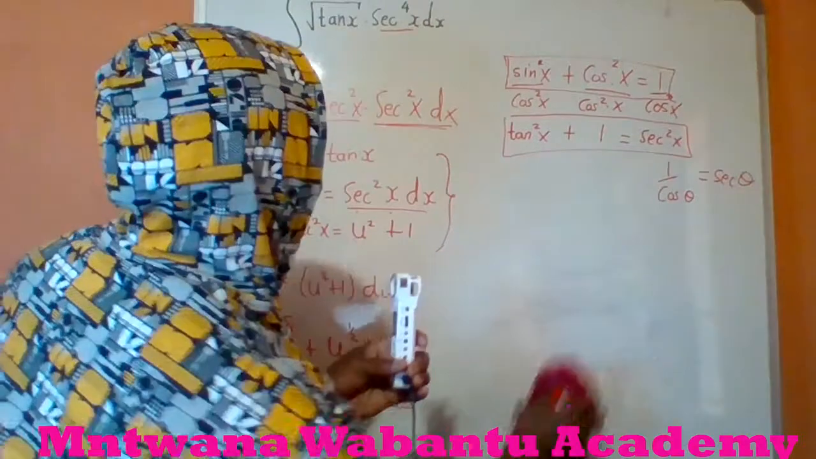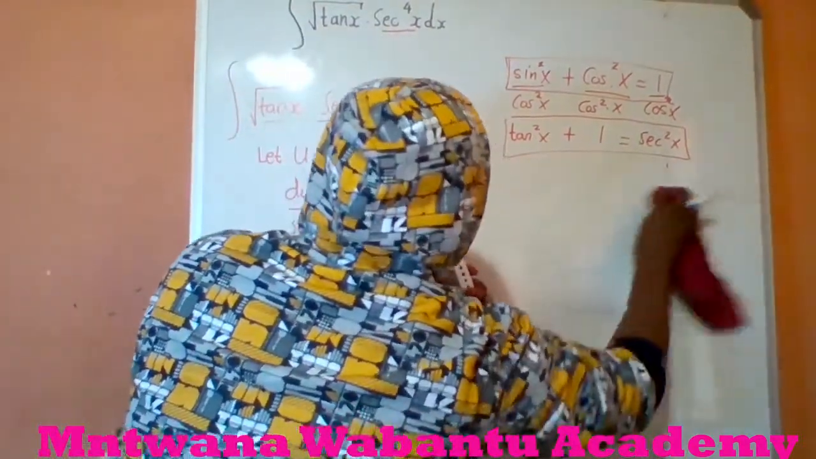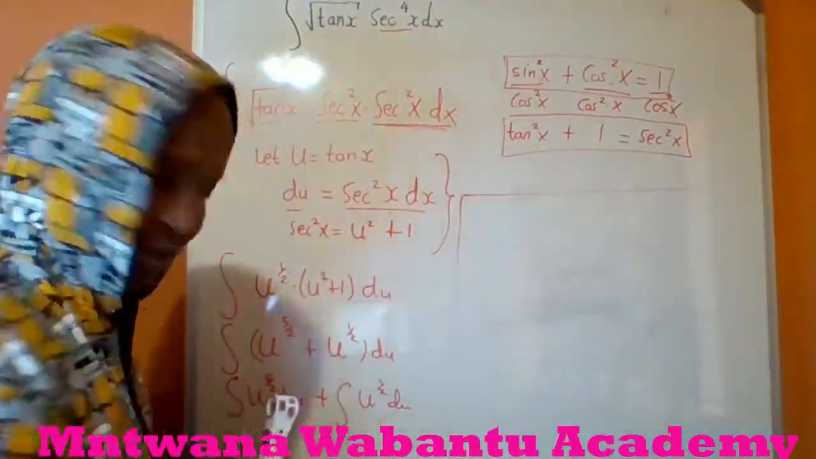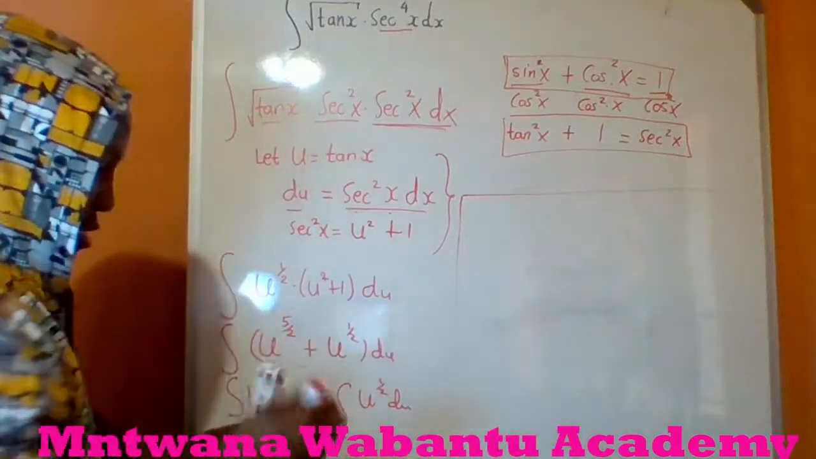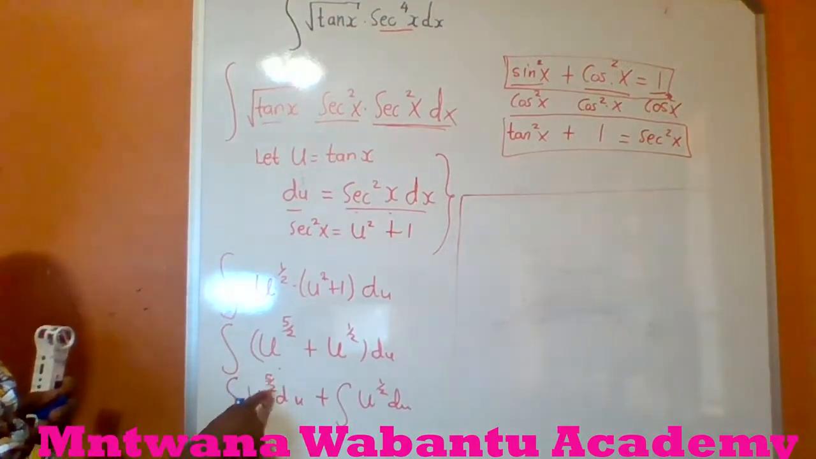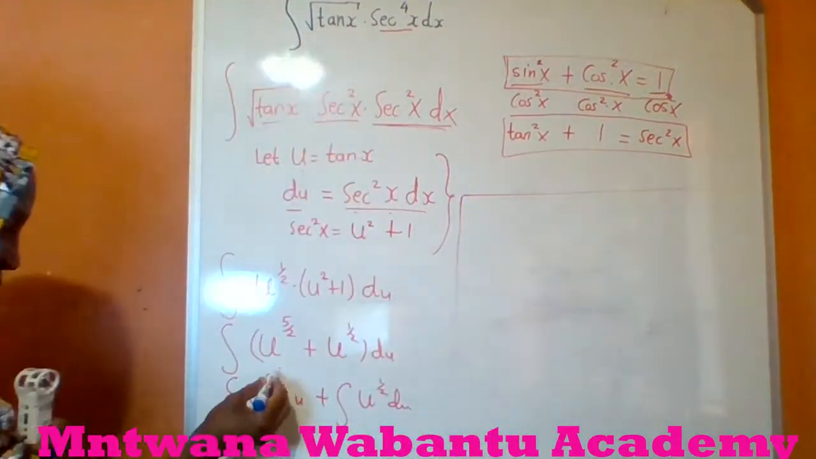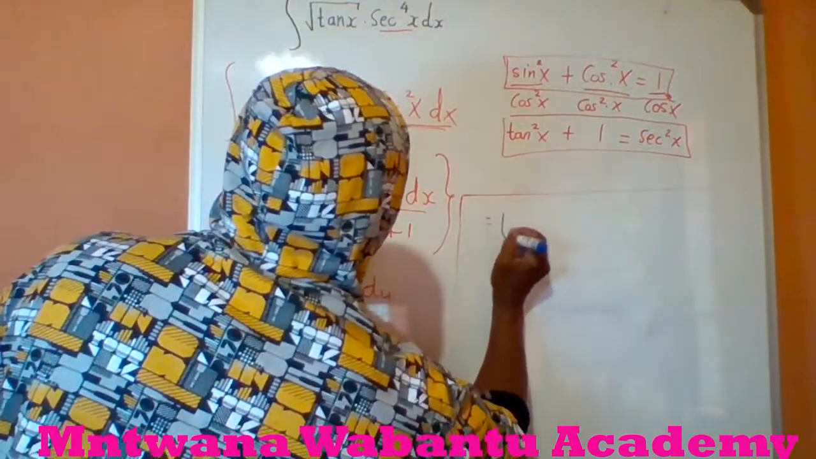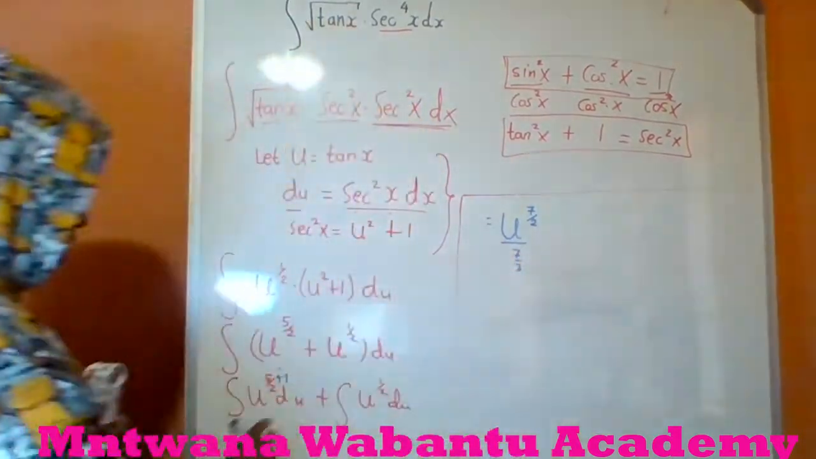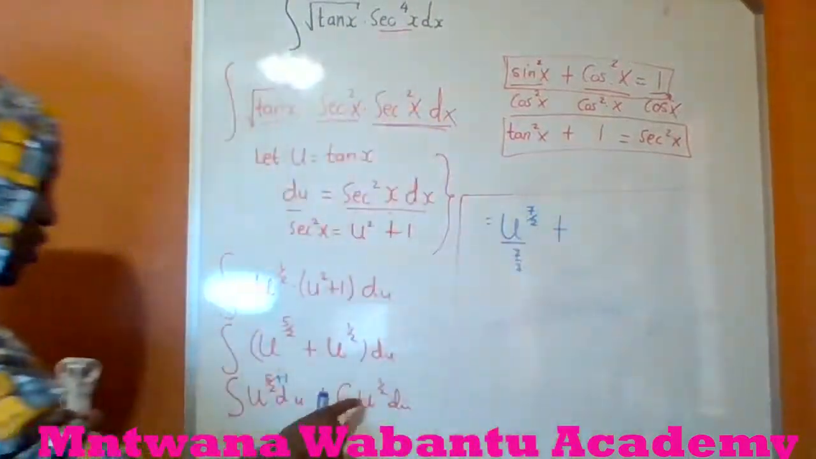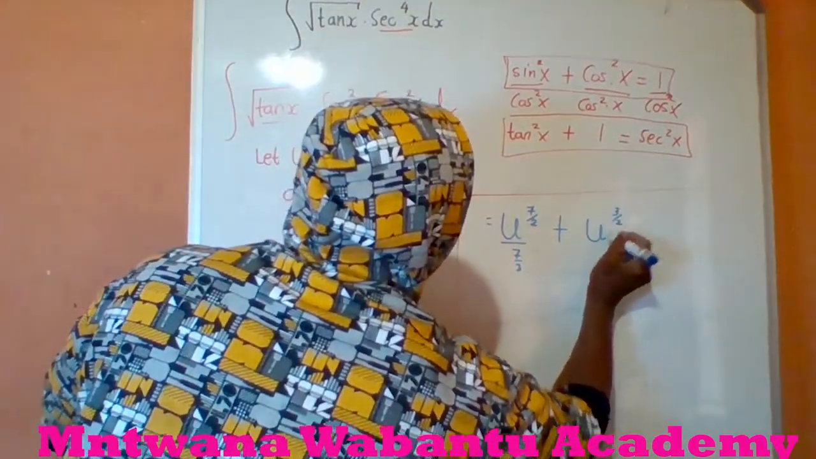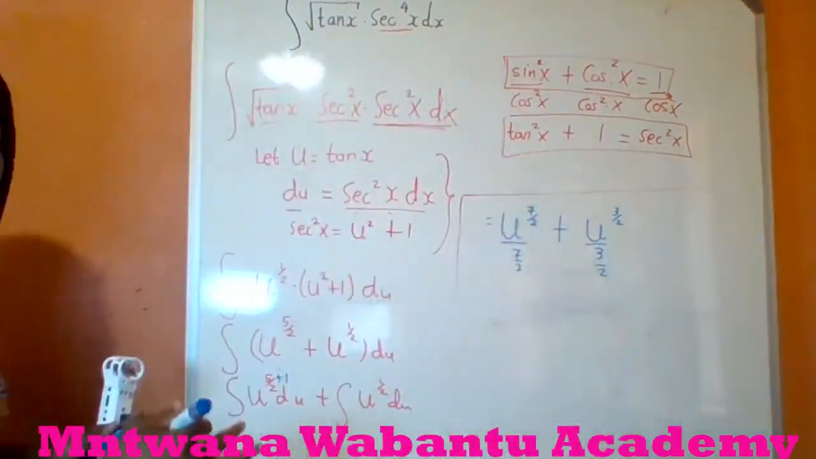So we add 1 here: 5 over 2 plus 1 is 7 over 2. When you integrate, you add 1, so it's going to be u to the 7 over 2, with the same thing right underneath as the denominator. And then plus, because there's a plus there, a half plus 1 is going to be 3 over 2, so u to the 3 over 2 over 3 over 2, and then plus c.